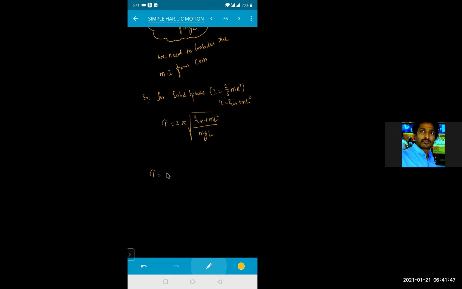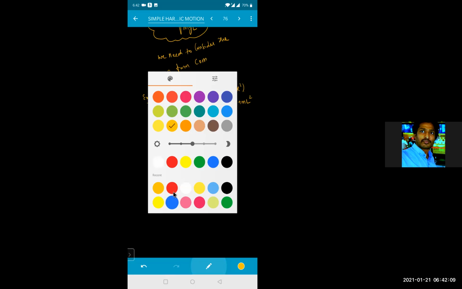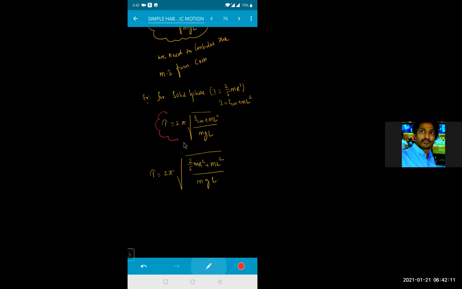That means the time period T equals 2 pi under root of I_CM, which is 2 by 5 m r square, plus m L square, divided by m g into L. So I can simplify this. In terms of moment of inertia, I can use the formula T equals 2 pi under root of I_CM plus m L square divided by m g L. That means the time period becomes 2 pi under root of 2 by 5 m r square plus m L square divided by m g L.